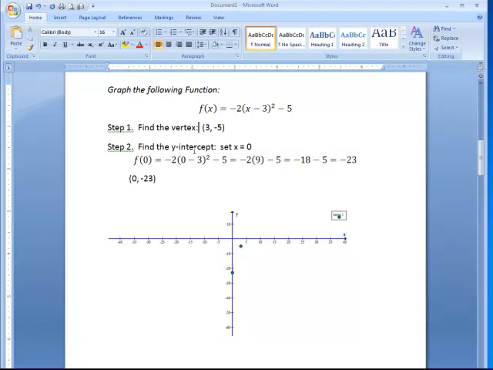The next part says find the y-intercept. Well, by definition, your y-intercept is where x equals 0. This always occurs. So I simply plug in 0 for x into my equation. I get negative 2 times 0 minus 3 squared minus 5, which is negative 2 times 9 minus 5, which equals negative 18 minus 5, which is negative 23. So our point 0, negative 23 is the y-intercept. So I've plotted my 2 points. And I know this is the vertex, and it goes downward, so I'm on the right track.